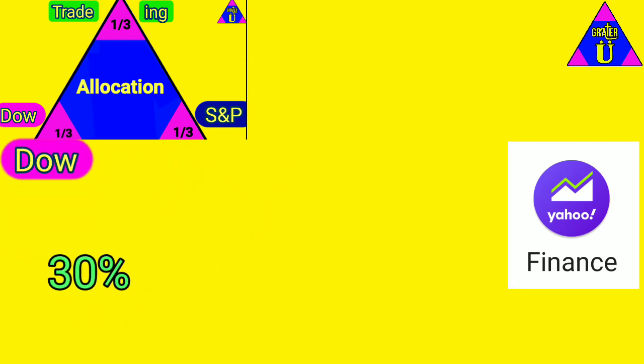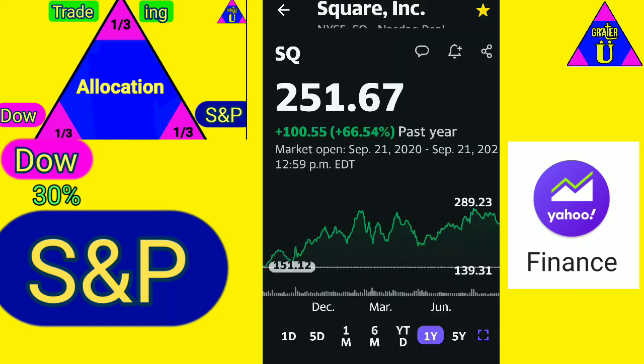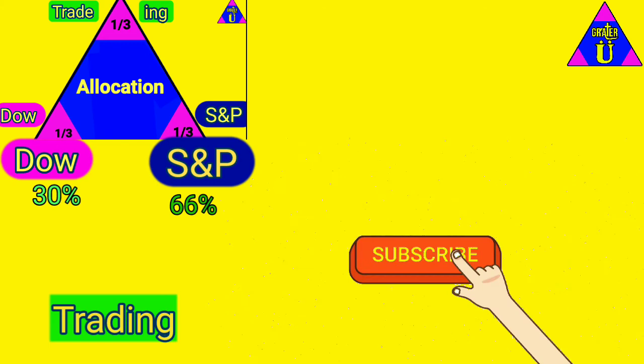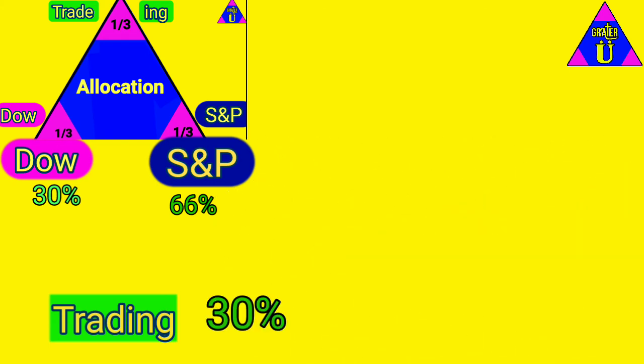Okay, next we're going to look at the S&P, and an example there is Square. For the 1 year, a year ago, 66.54 is how much it's grown in the last year, 66%. So that's going to go there. Okay, now trading. Last year I did 69%, so I know that's possible, but we're going to go half of that and just say 30, just kind of lowball a little bit and give us a number right there.